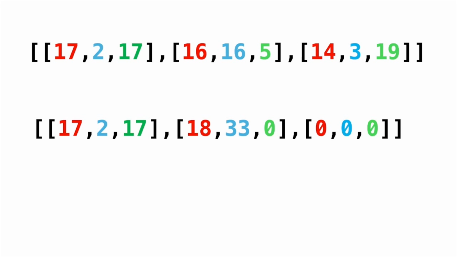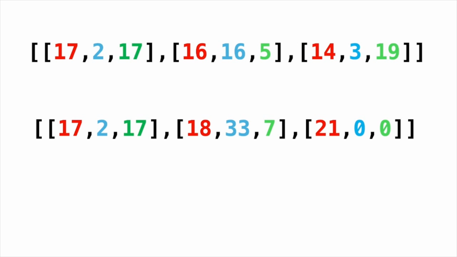The cost of painting the second house with green color is 5 plus min of 17 and 2. The min of 17 and 2 is 2. Hence we are adding that to 5. So the cost of painting the second house with green color is 7. Now let's find the third house. The cost of painting the third house with red color is 14 plus min of 33 and 7. So the cost is 14 plus 7, which is 21.